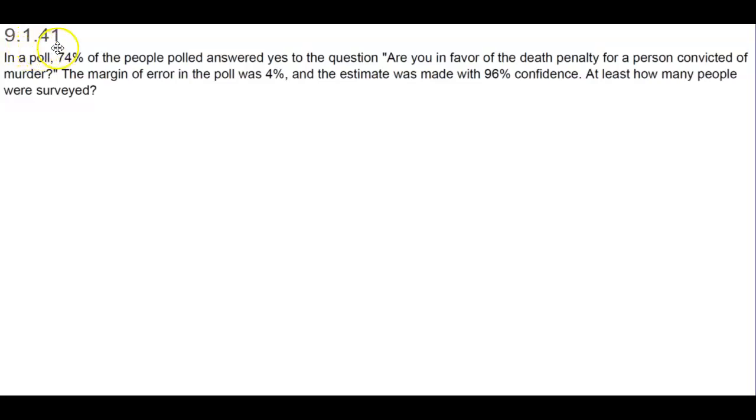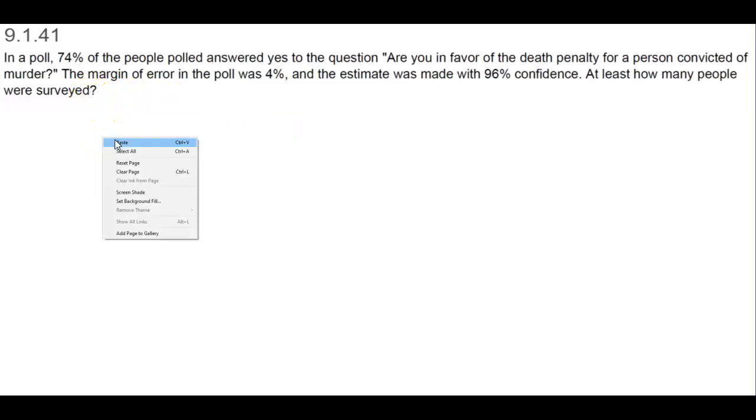Section 9.1.41. In a poll, 74% of the people polled answered yes to the question, "Are you in favor of the death penalty for a person convicted of murder?" The margin of error in the poll was 4%, and the estimate was made with 96% confidence. At least how many people were surveyed?